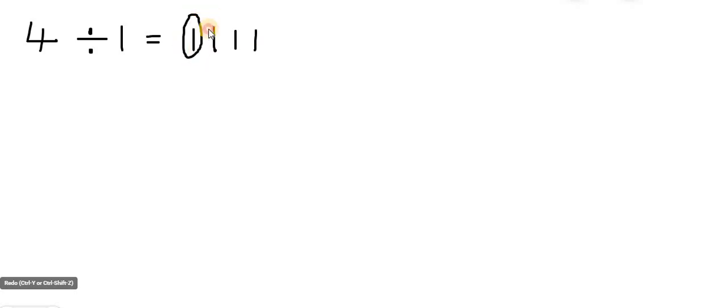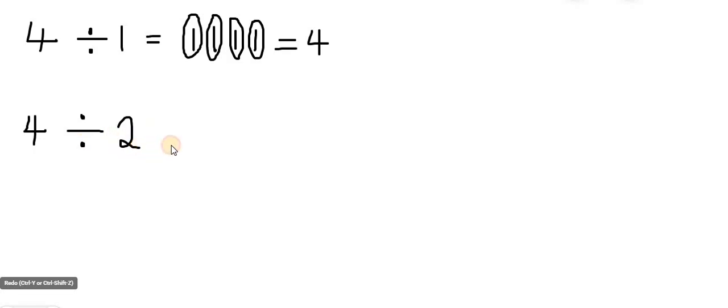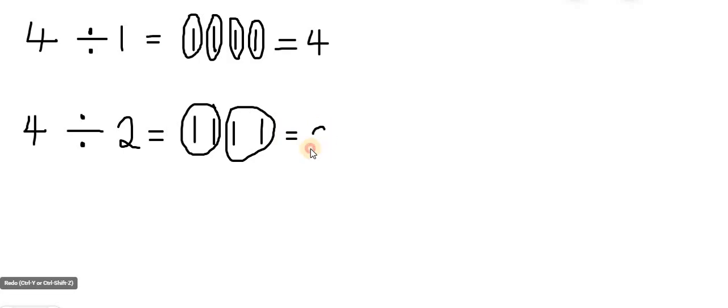1, 2, 3, 4. So 4 divided by 1 is just 4. 4 divided by 2, if I count 4 sticks out, I am asking for the bunch of 2's in 4. That's a bunch of 2, and that's a bunch of 2. There are 2 bunches of 2 in 4, so 4 divided by 2 is 2.